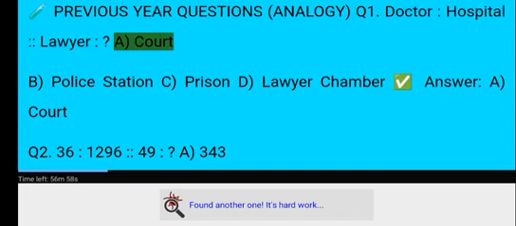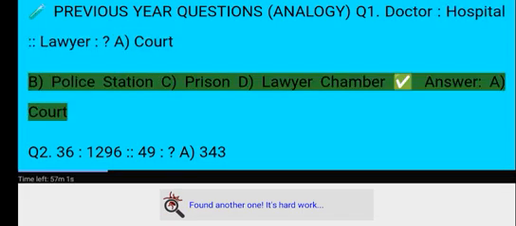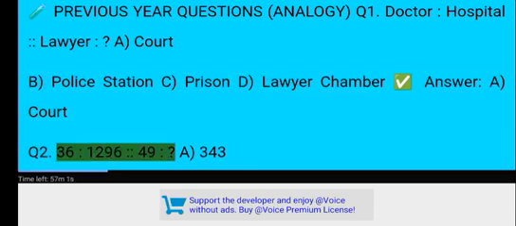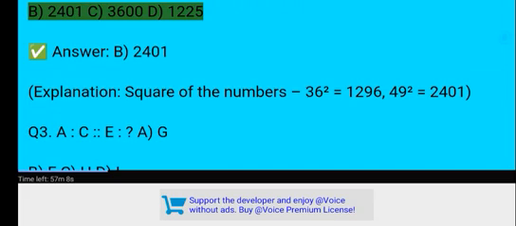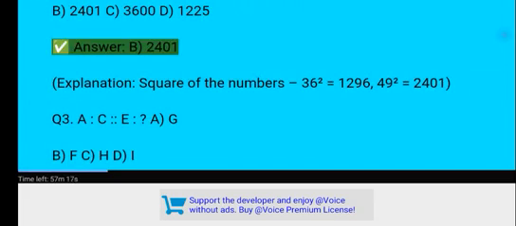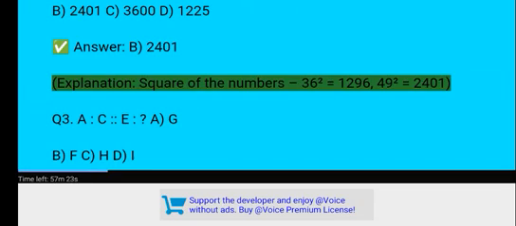Doctor, hospital; lawyer, ? A court, B police station, C prison, D lawyer chamber. Answer: A, court. Q2. 36, 1296; 49, ? A 343, B 2401, C 3600, D 1225. Answer: B, 2401. Explanation: square of the numbers, 36 squared equals 1296, 49 squared equals 2401.